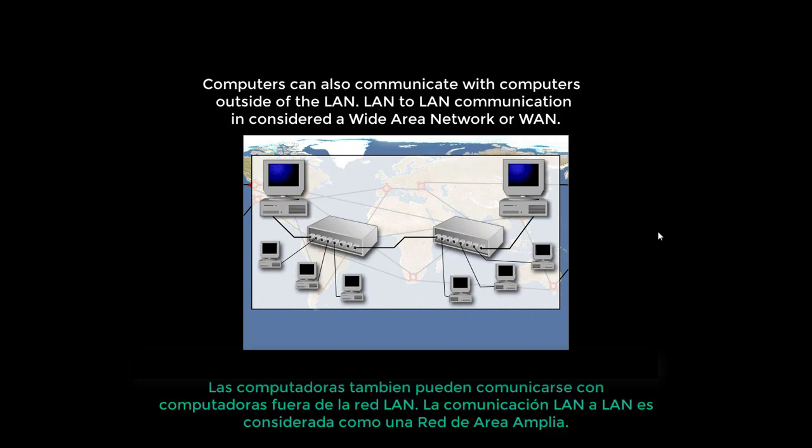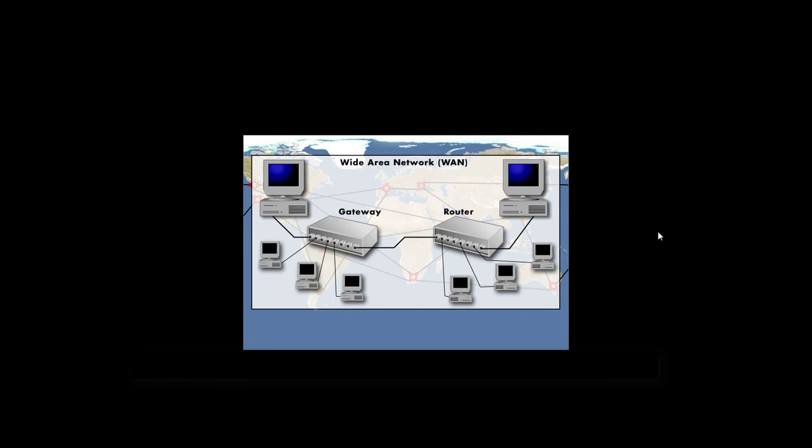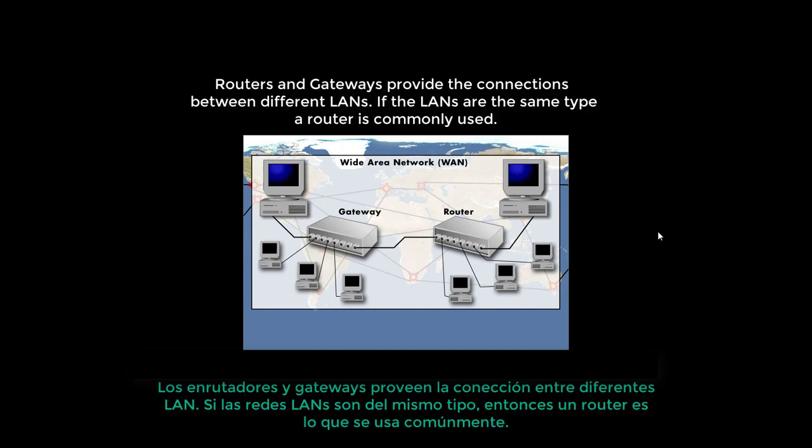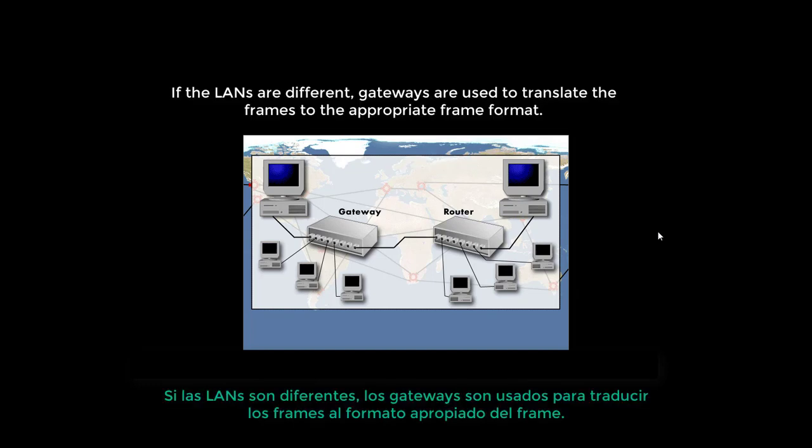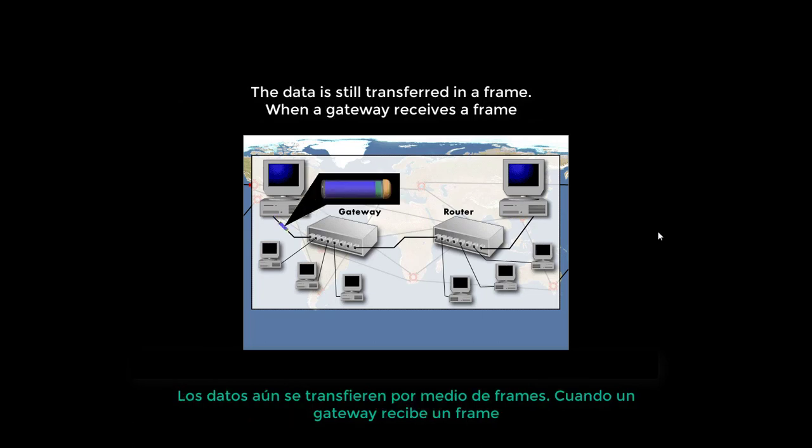Computers can also communicate with computers outside of the LAN. LAN-to-LAN communication is considered a wide area network, or WAN. Routers and gateways provide the connections between different LANs. If the LANs are the same type, a router is commonly used. If the LANs are different, gateways are used to translate the frames to the appropriate frame format. The data is still transferred in a frame.